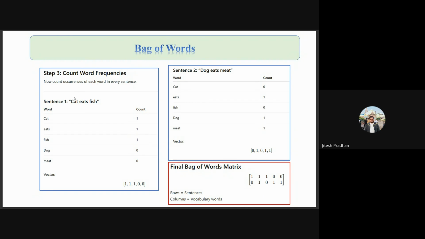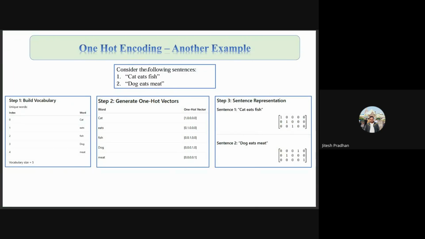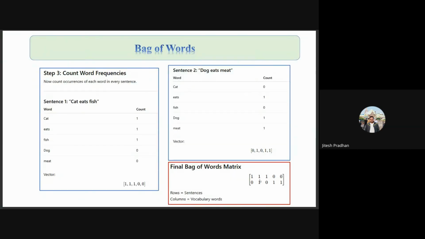Now these 2 sentences can be put together in a matrix. That is called bag of words. This is for the first sentence, this is for the second sentence. If you are using one hot encoding, how much will it take? For "cat eat fish" it will be 3 cross 5, and for "dog eat meat" it will be 3 cross 5, total 6 cross 5. In this case, it's just a 2 cross 5 matrix. So the dimension has been drastically reduced. So this is bag of words.